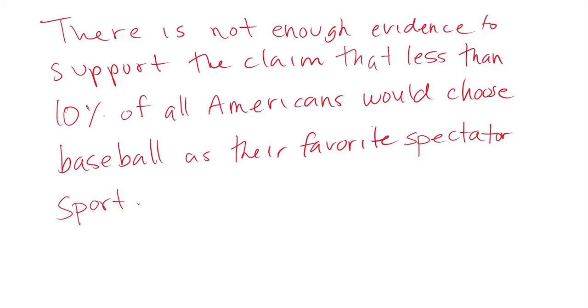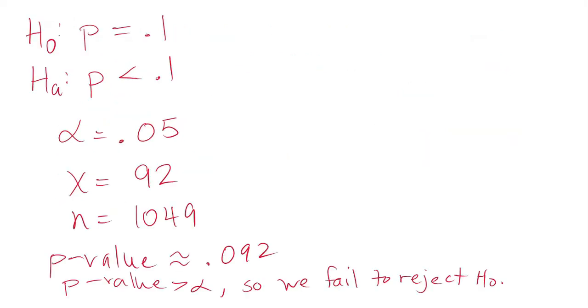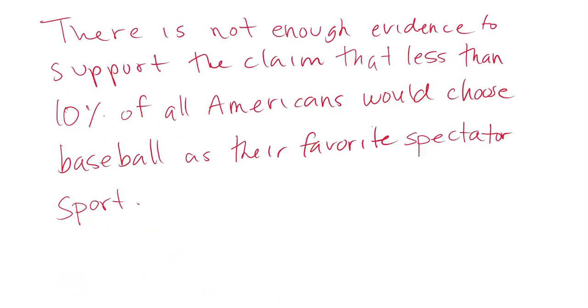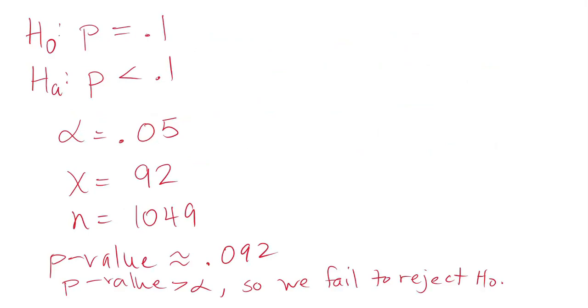If alpha had been 0.1, we would have rejected the null hypothesis and we would have said there is enough evidence to support the claim. That's the only difference in the two interpretations. You either do have enough evidence to support the alternative hypothesis or you don't. Just like there's only two decisions. You either do reject the null hypothesis or you don't reject the null hypothesis.